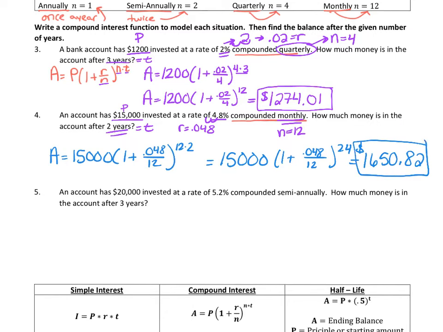Our last problem is also on this page, is also a compound interest problem, so we're going to use the same thing. So principal, it's starting with $20,000. Rate, move that decimal spot over, so my rate is 0.052. Compounded semi-annually. So semi-annually means twice a year. So N is 2. And then my T is going to be 3.